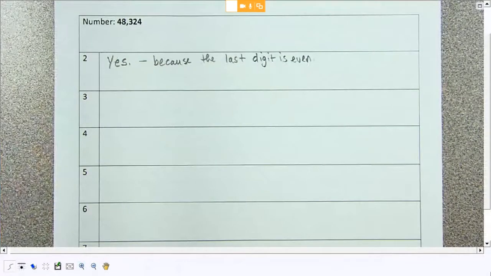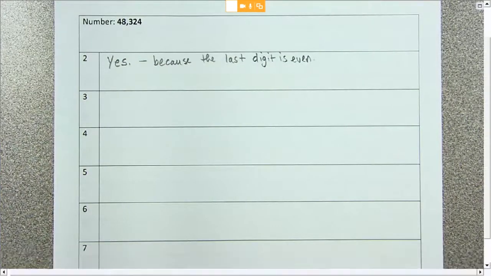Is that okay? Got that? Right, and you knew that. You knew that even numbers are divisible by 2, right? If it had been 8,329, you would have said, no, not divisible by 2. All right, let's look at 3.